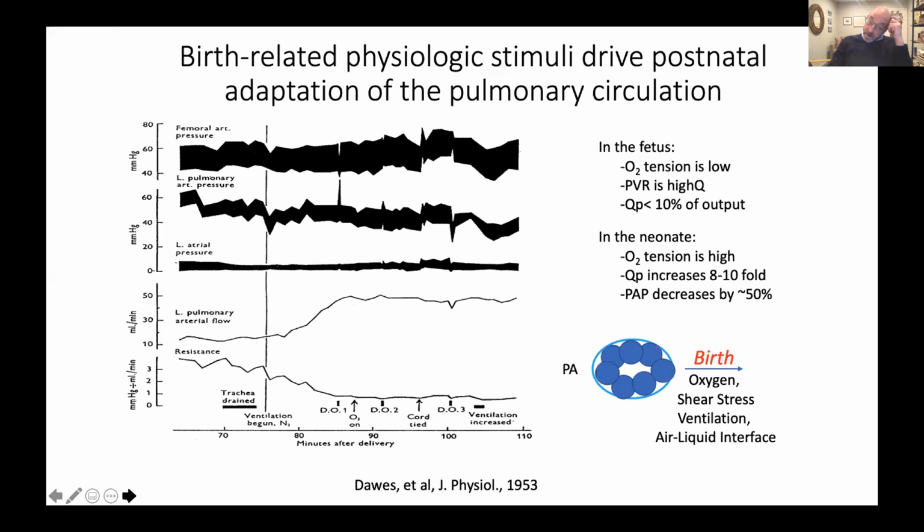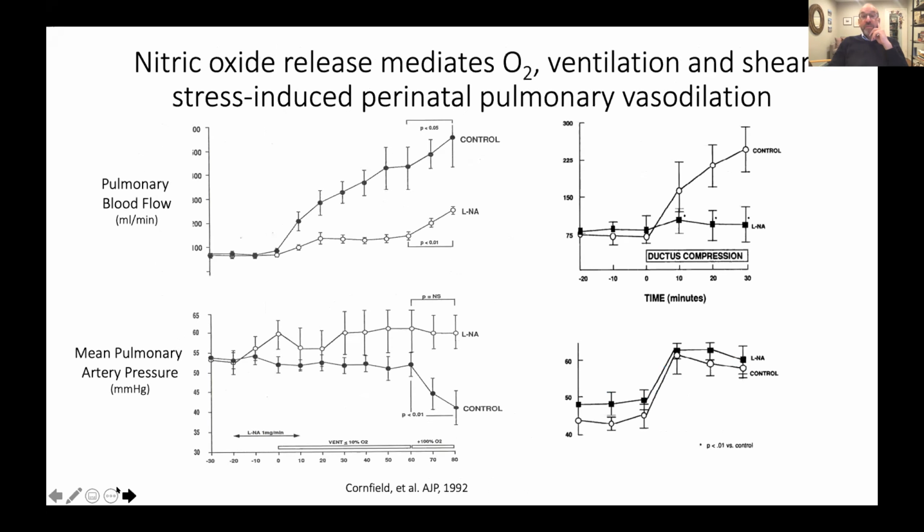So as I talked about, in utero, the pulmonary artery really doesn't get much blood flow. The endothelial cells are bunched up and they don't allow that much blood flow. But at birth, with the onset of air-breathing life and oxygenation, shear stress, ventilation, and the establishment of an air-liquid interface, the transition unfolds, and there's a dramatic decrease in pulmonary vascular resistance.